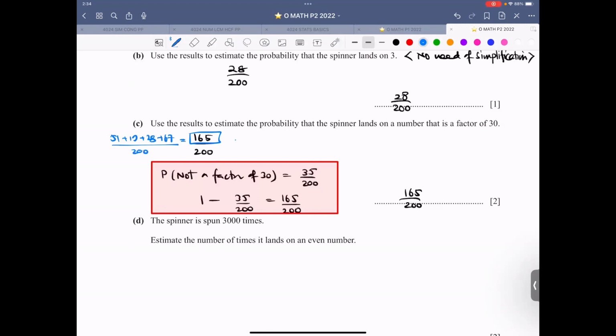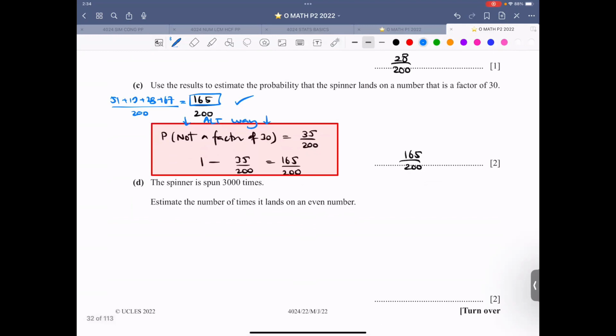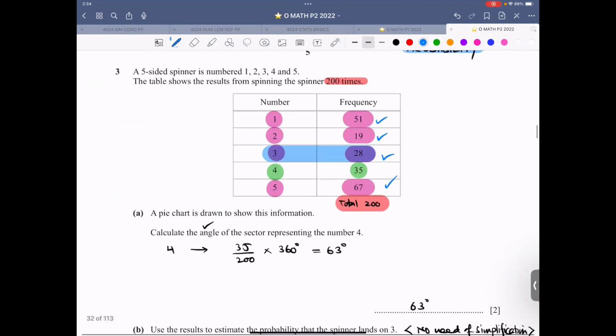That is 165 over this thing. And this is the alternative way that's right over here. The spinner spun 3,000 times. Estimate the number of times it lands on an even number.